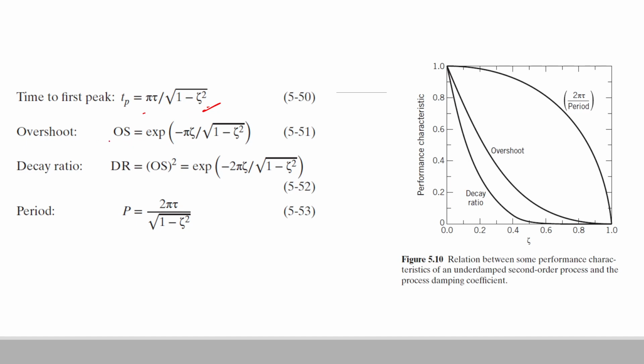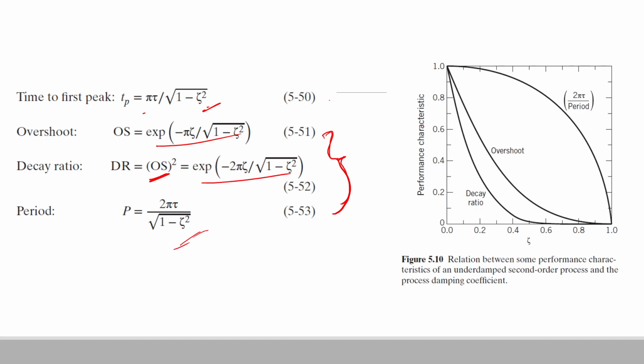Now second, we defined this overshoot ratio, so it is given by this formula: exponential of minus pi zeta upon under root of 1 minus zeta square. Then we defined the decay ratio, that is the ratio between two successive peaks, that is also the square of overshoot, so it is given by this formula. Then finally we define this time period, that is 2 pi tau upon under root of 1 minus zeta square. So these are the three main formulas you need to remember, that will be helpful in solving most of the questions related to the second order system analysis.